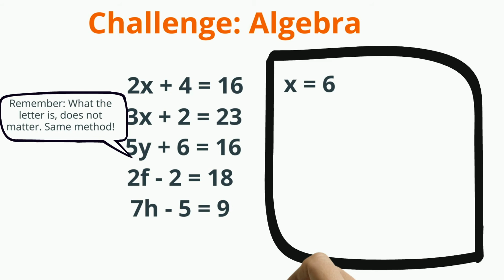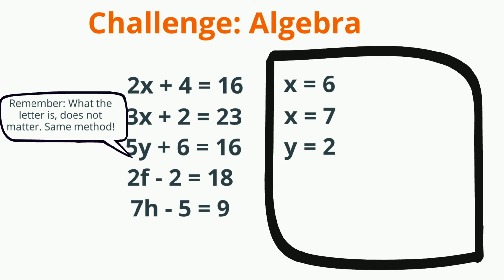Here we're now starting to get more familiar with level 1 and 2 knowledge, so we can skip those steps. For 3x plus 2 equals 23, we should know that 3x equals 21. If 3 lots of something make 21, that means 21 divided by 3 is 7. So x equals 7. Question 3. 5y plus 6 equals 16. So we can skip ahead to 5y equals 10. I've taken away the 6. If 5y equals 10, that's 5 lots of something equal 10. Therefore, y equals 2.